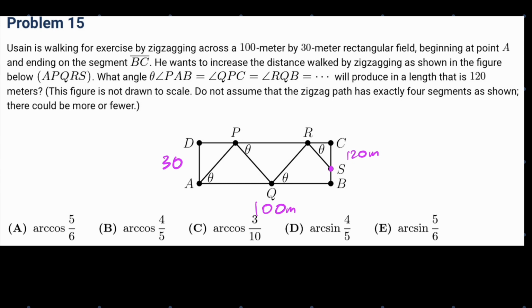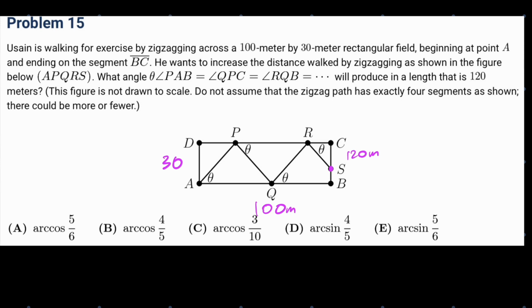Well, an interesting insight is that because all of these lines are straight and all of these angles are congruent, no matter where we stop Usain, he will have traveled the same ratio of distance as if he were to travel horizontally. Now that's really confusing. So what do I mean?